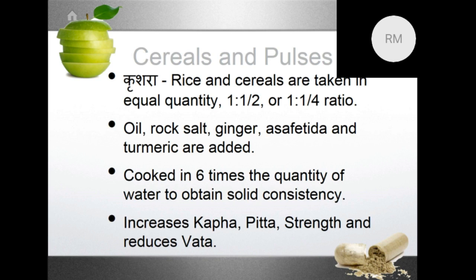So a patient has to be slowly brought back to a heavy diet. And these are all phases in which different types of foods are given. So when the digestive fire is having moderate strength, then we use these kinds of combinations of rice and cereals. So in the first phase, it is only rice. In the second phase, cereals and pulses are combined.